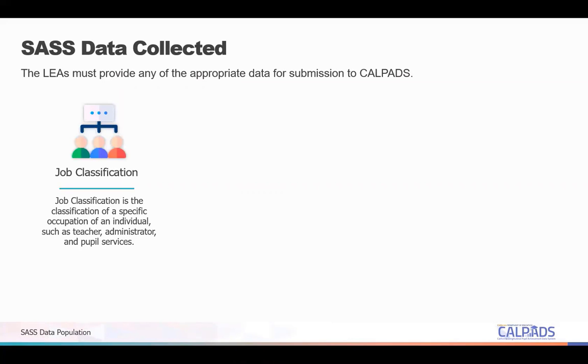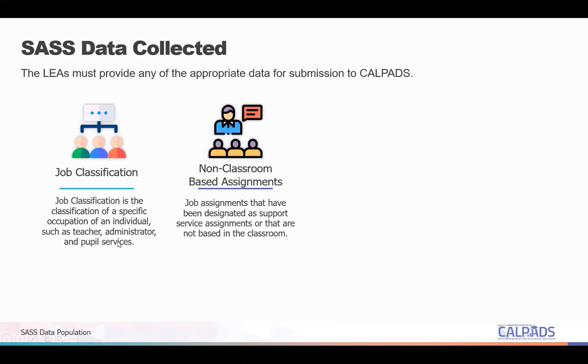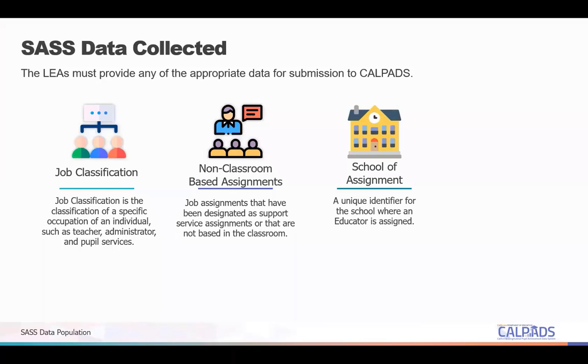First is a job classification, which is the classification of a specific occupation of an individual, such as teacher, administrator, and pupil services. Second is the non-classroom-based assignments. These are job assignments that have been designated as support service assignments or that are not based in the classroom.